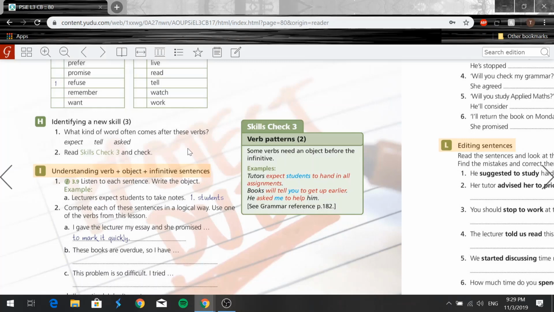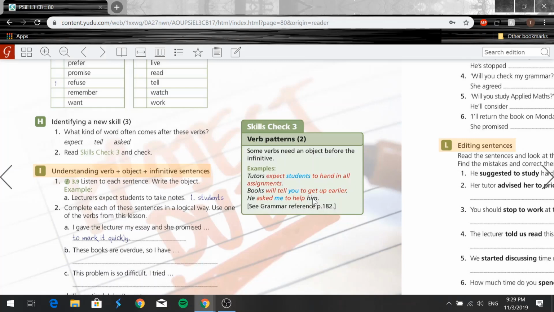So some verbs need an object before the infinitive, right? So tutors expect, here you can see the object, students to hand in all assignments. I can't just say tutors expect to hand in all assignments. It's wrong. It doesn't make sense. It's not logical. Okay? Books will tell you to get up earlier. The object here is you. Okay? So if I get rid of the you, it'll be books will tell to get up earlier. Again, not logical. Does not make sense. So some verbs need an object before the infinitive. Okay? So before to get up or to in general.